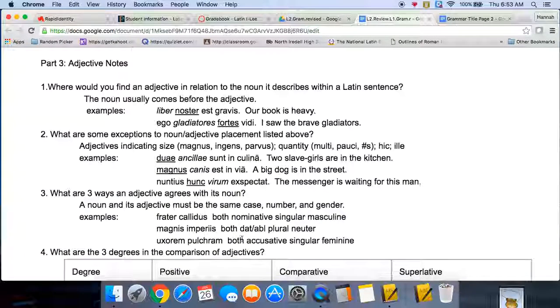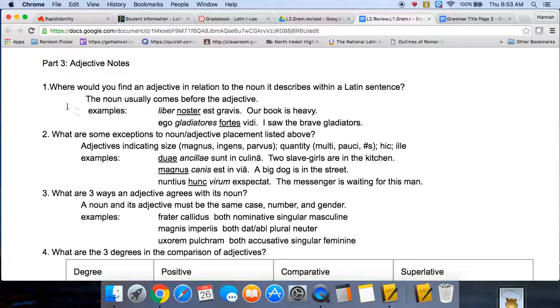Here we're at part 3. These are the adjective notes. You know that an adjective normally shows up after the noun in Latin. So we have liber noster, the book our is heavy, and in English that is not the way we do it. We have to flip these two words around. Our book is heavy.